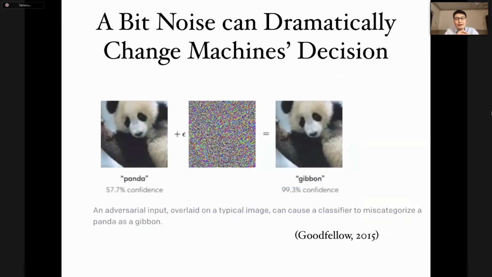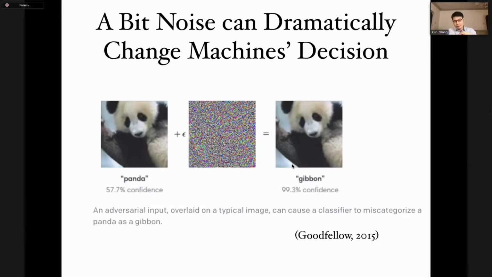Here you can see another similar example. Here you can see the picture, and you know it's a panda. Then after you add noise in some specific way to the picture, all of a sudden the machine will classify this image as something different. And for us, for human beings, clearly it's the same thing. So what happened? Why do we have this issue?